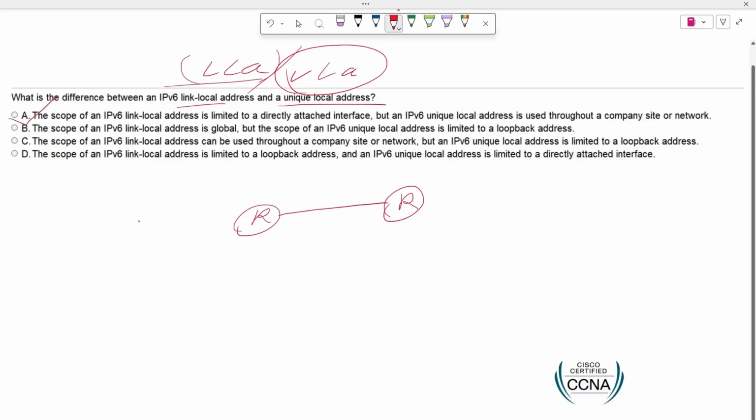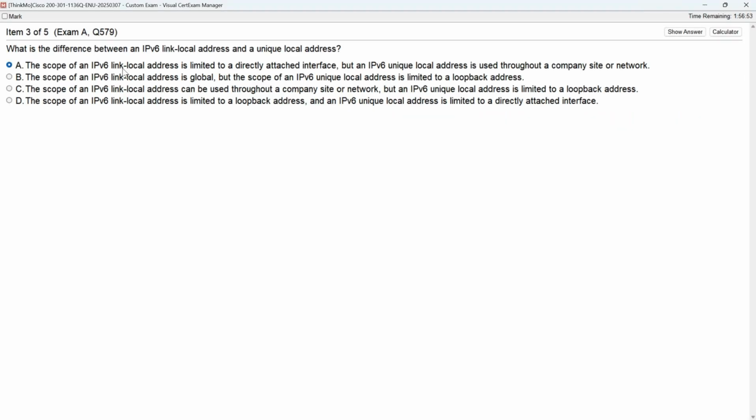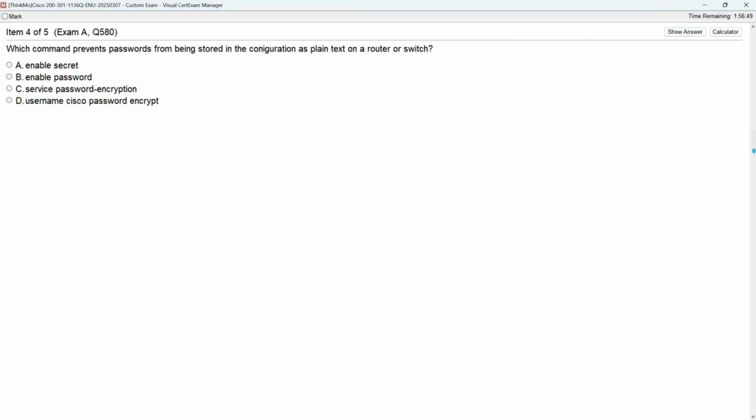The answer is a bit long, but if you read through it, you'll understand. The key difference is what I just explained, so the correct answer is A. Let's look at the correct answer. Choose A. All right, question 4.